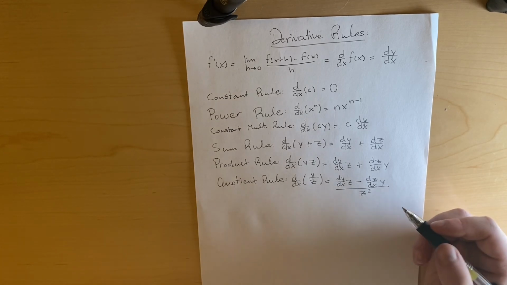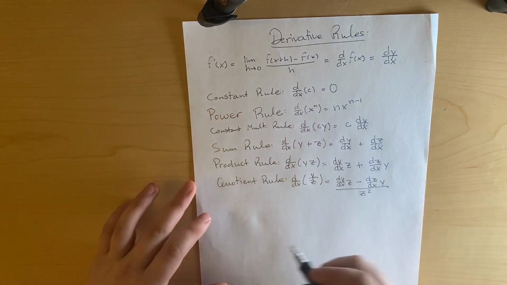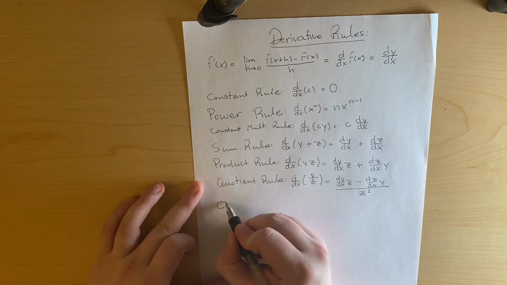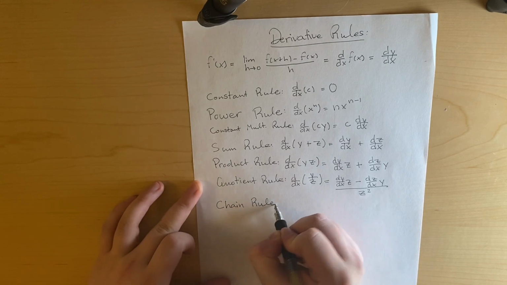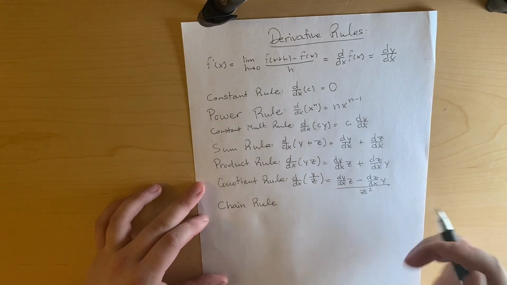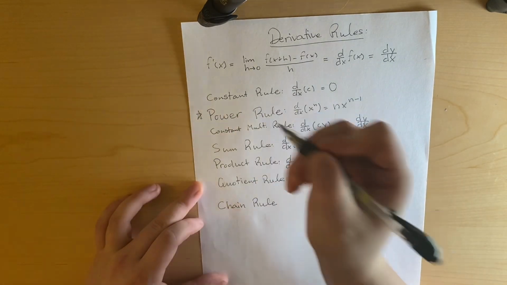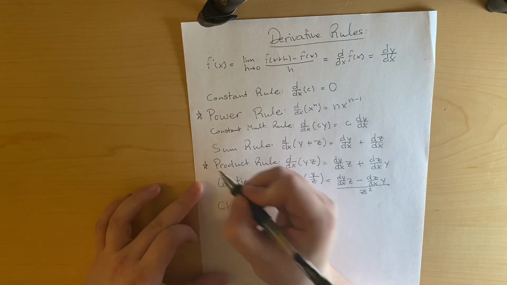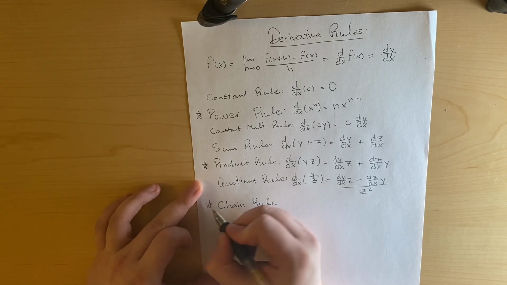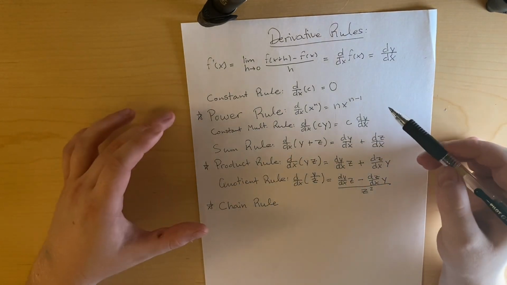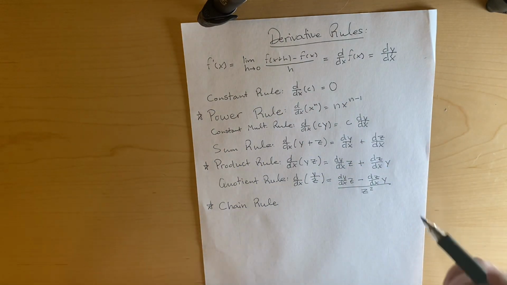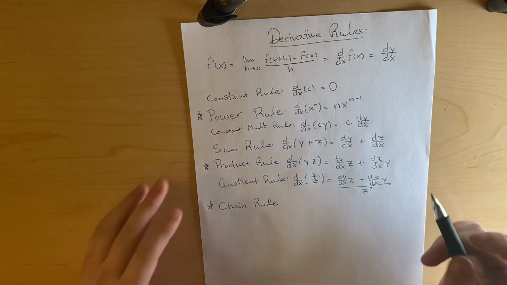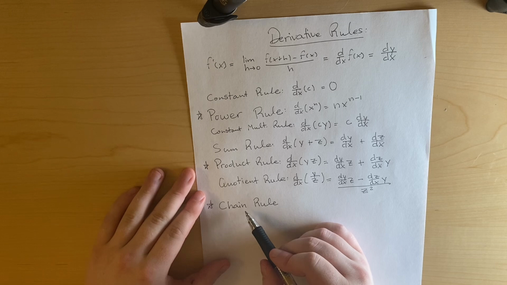All right, and now there's one more really important rule that we're going to cover called the chain rule. So I'll note that these are really important. A lot of the other rules can sort of be derived from these rules. So anyways, here we go.